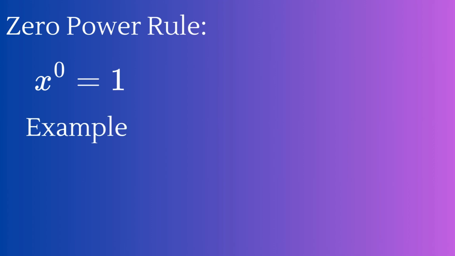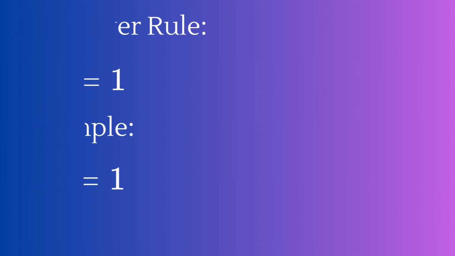The first rule is zero power rule. In this rule, we have a variable which is having the power 0. Let's say x raised to the power 0 is equal to 1. According to this rule, whenever the power of any term becomes 0, the value of that term becomes 1. For example, 2 raised to the power 0 would be equal to 1. This is because any number to the 0 power is just the product of no numbers at all.